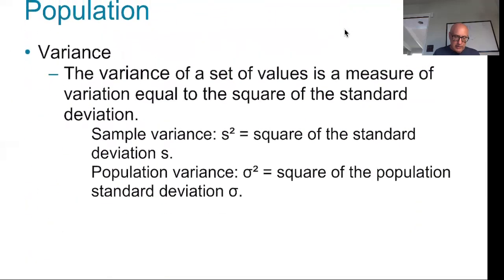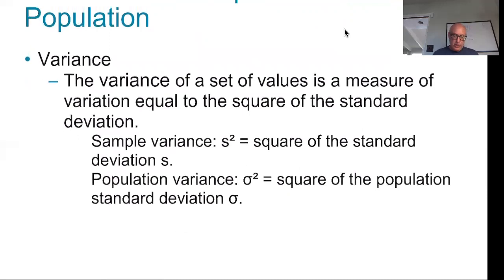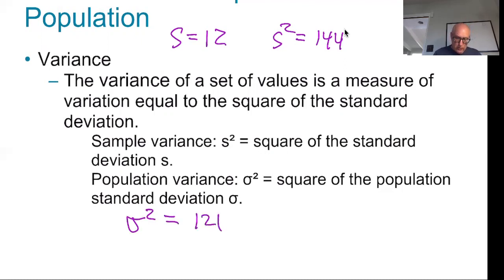Variance is related to standard deviation. You just square it. So suppose I had a standard deviation of 12, my variance is that squared, 144. You can go the other way. Suppose I have a population variance of 121. Well, the population standard deviation is the square root, which would be 11. So they're related.